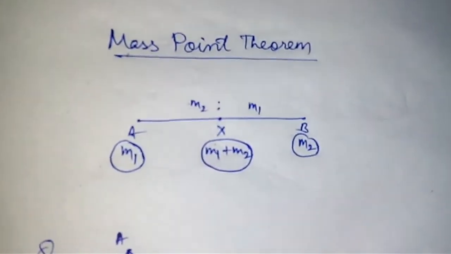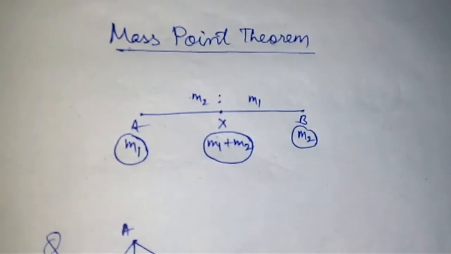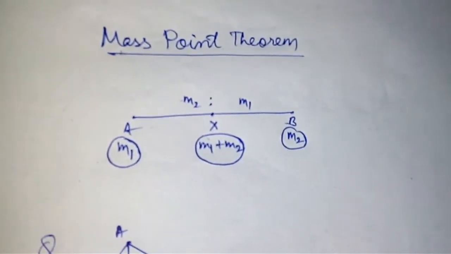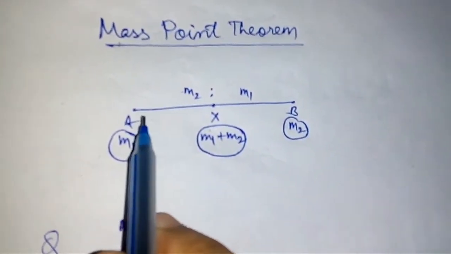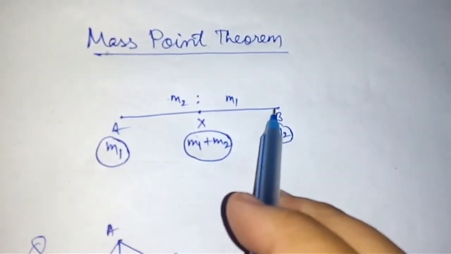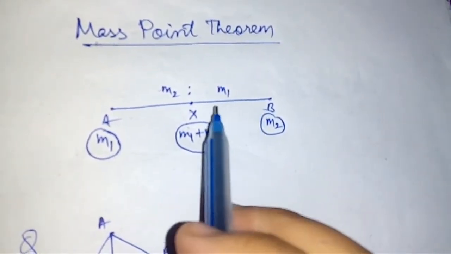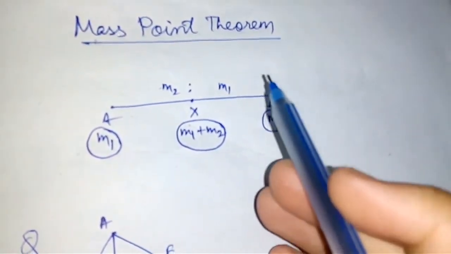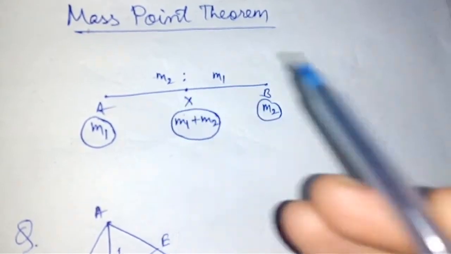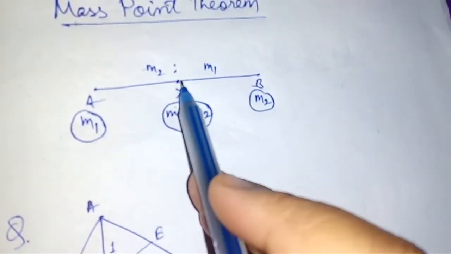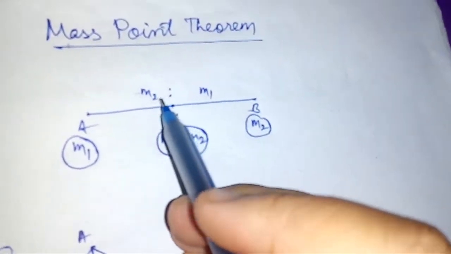I am going to discuss one of the most important theorems that can be used to find the length ratio very efficiently and very easily. That is the mass point theorem, a very powerful theorem. So it states that if I have a line AB and let X be a point on line AB, I don't need to know whether the line that is intersecting with AB, I just need to know that X is a point on AB. And if AX by XB is M2 is to M1, then I know the ratios.